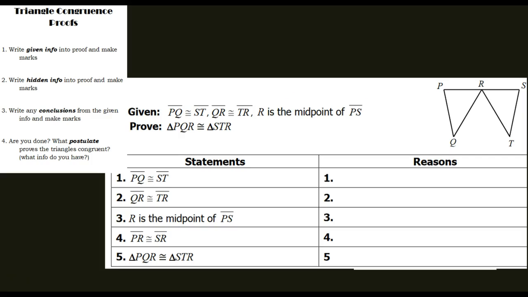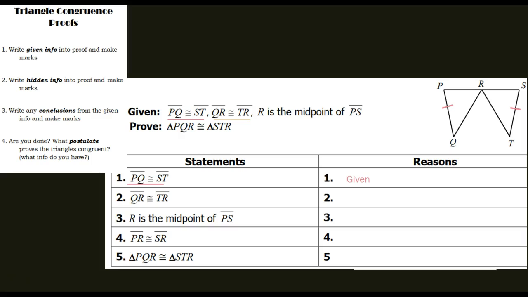Here's our next proof. Given PQ equals ST, given QR equals TR, given R is the midpoint of PS, we'll then prove that the two triangles are congruent. So step 1 says, write the given information into the proof and make your marks. So, given number 1, PQ equals ST, write it into the proof, give your reason. Well, it's given.